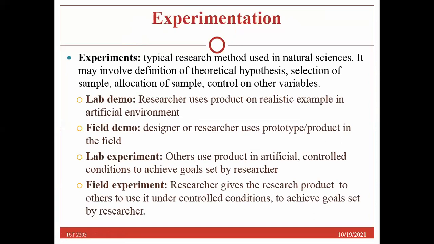Then lastly, we have experimentation. Experiment is the typical research method used in natural sciences. It may involve definition of a theoretical hypothesis, then selection of the sample, allocation of the sample, and control of other variables. So in an experiment, you're looking at some variable, then you keep something else constant.